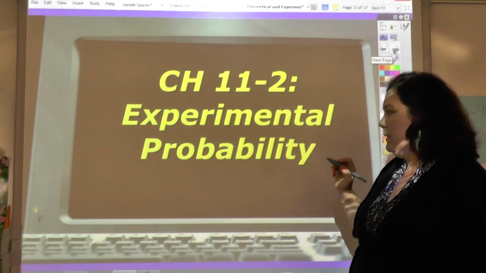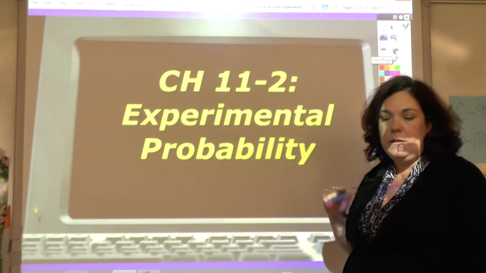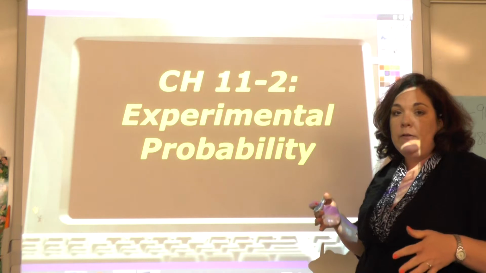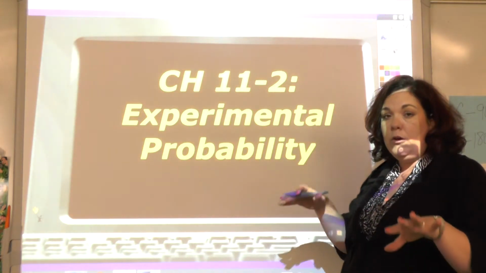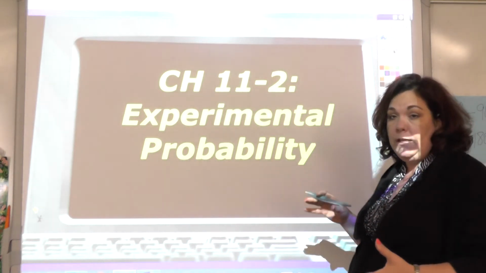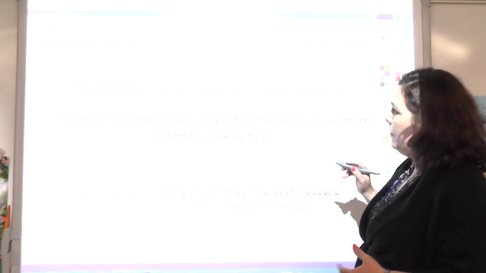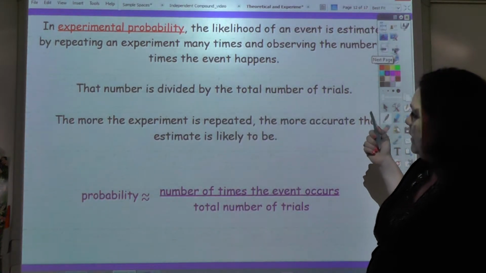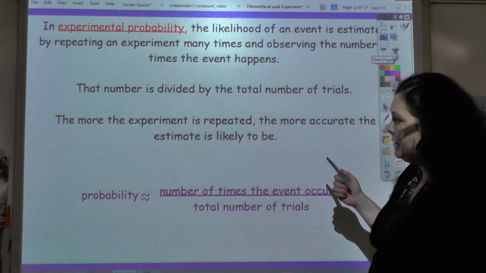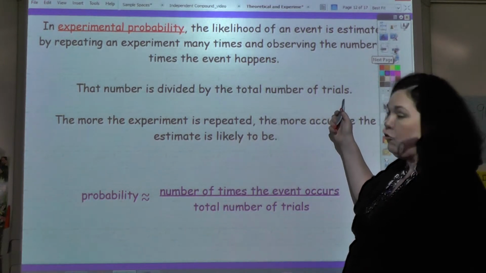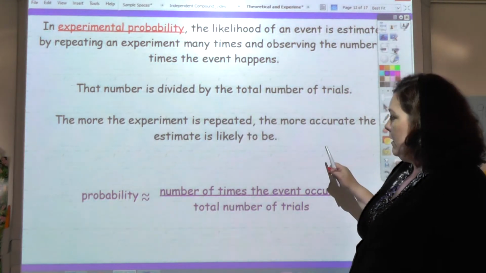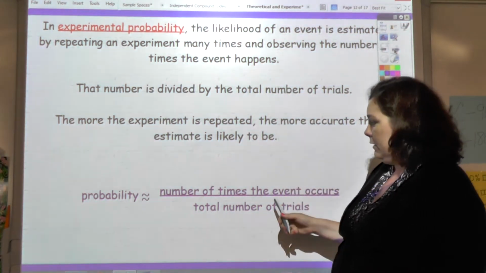So the second part of this is experimental probability. The only difference between theoretical probability and experimental probability is that theoretical is given everything's equal, we see what could happen. Experimental is based on what really did happen. So it's the likelihood of an event being repeated in an experiment many times, observing the number of times that it happens. The number is divided by the total number of trials. So now it's not outcomes, it's trials. And the more an experiment is repeated, the more accurate the estimate is likely to be.